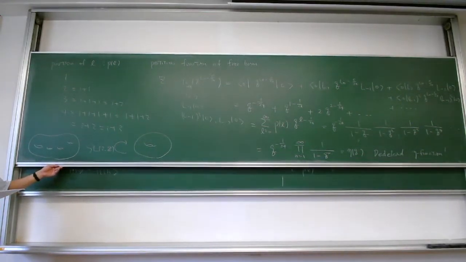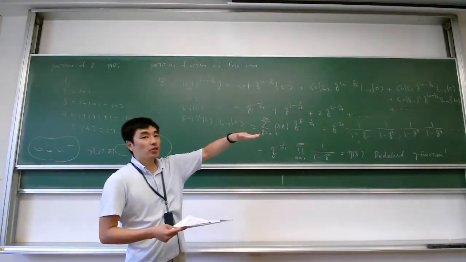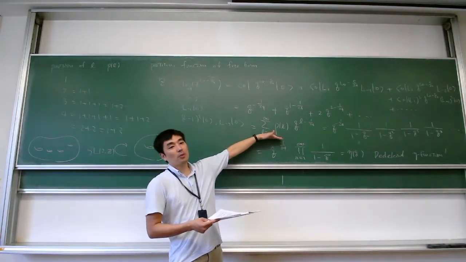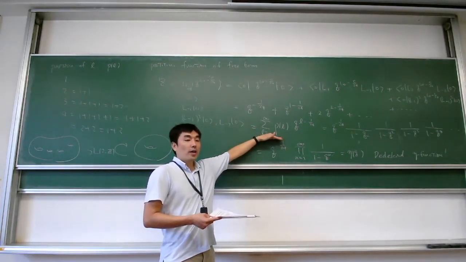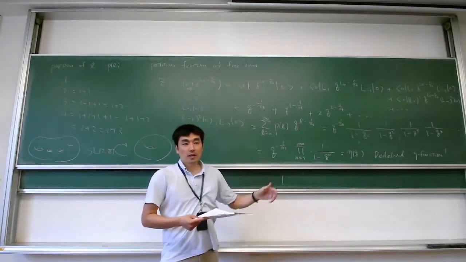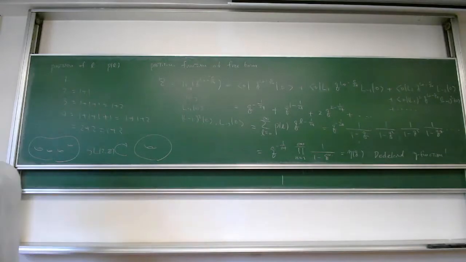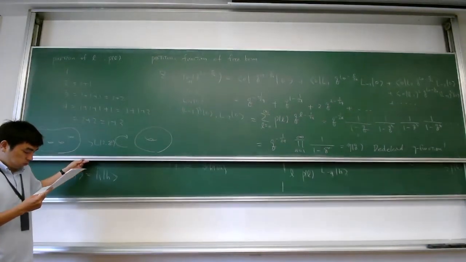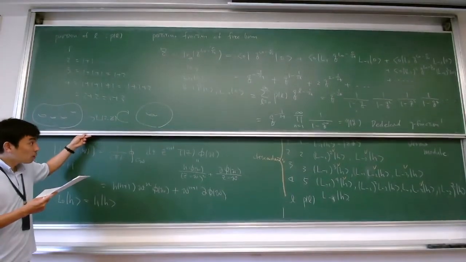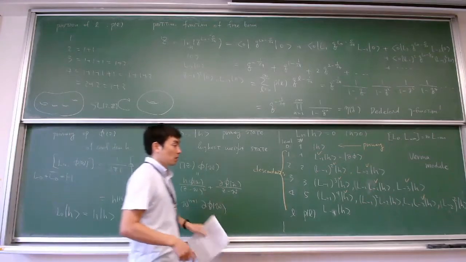Okay, so for the partition function of the free boson, we have two expressions. One is in terms of P of L, which is the partition of L, and the other is in terms of the Dedekind eta function. So, is that okay?